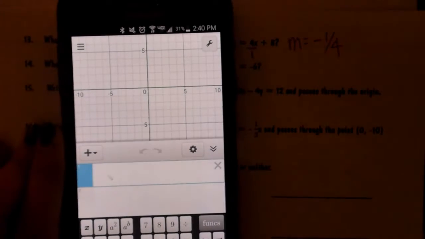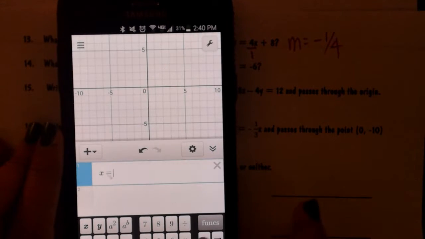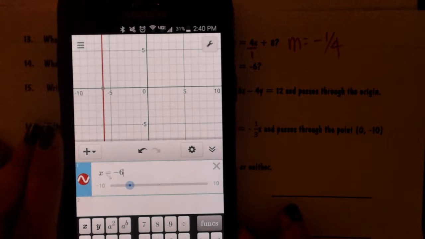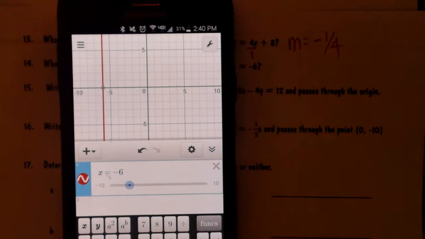Desmos, D-E-S-M-O-S. Wait, what? Wait, this is a long one. Desmos, M-O-S. I'll show you in a second. Alright, everybody pump the brakes and look at the board.